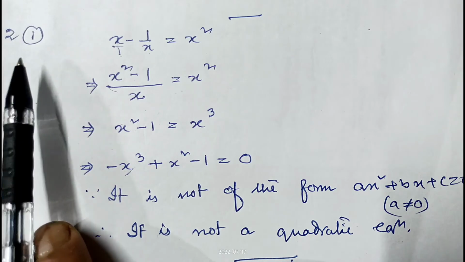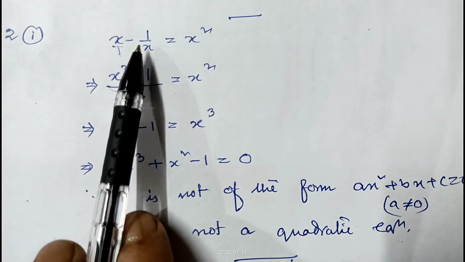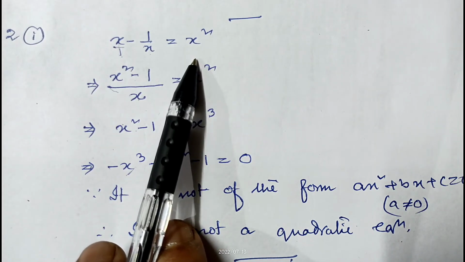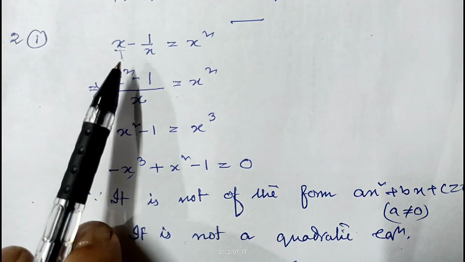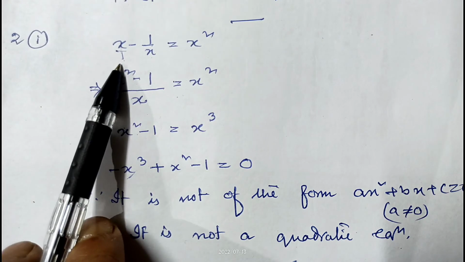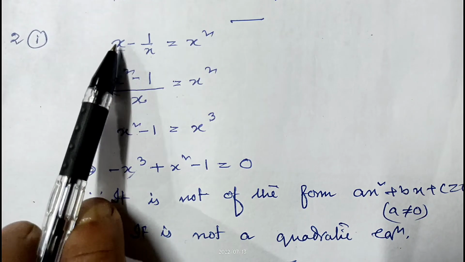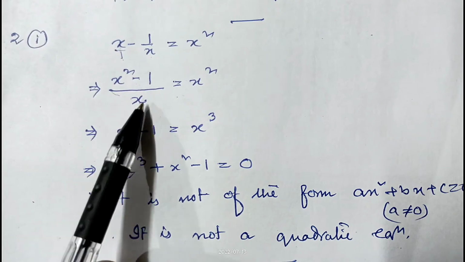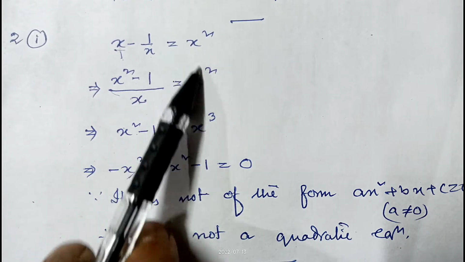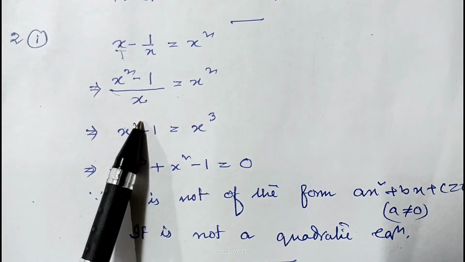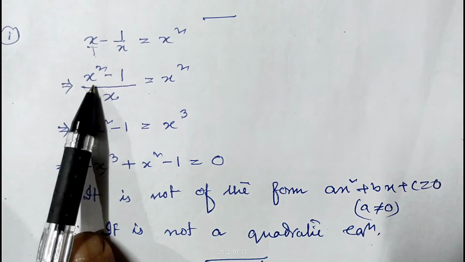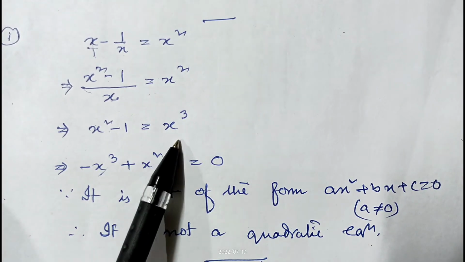In question number 2, first part, the question is x minus 1 by x equals x square, and we have to check whether it is a quadratic equation or not. Here it is x by 1. If you take the LCM of 1 and x, it will be x. x divided by 1 will be x. x into x is x square, minus x divided by x is 1, equal to x square. So it will be x square minus 1. This x and x square, if I multiply, it will become x cube. So it will be x square minus 1 equals x cube.